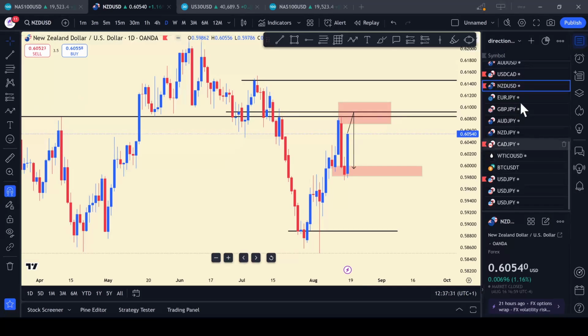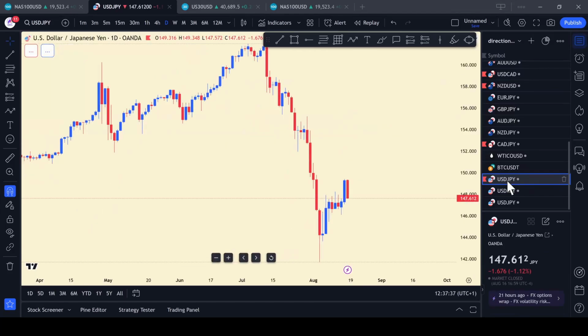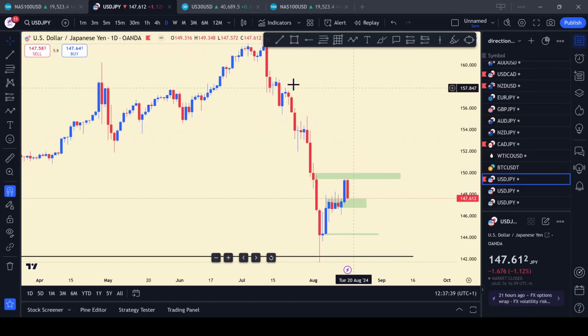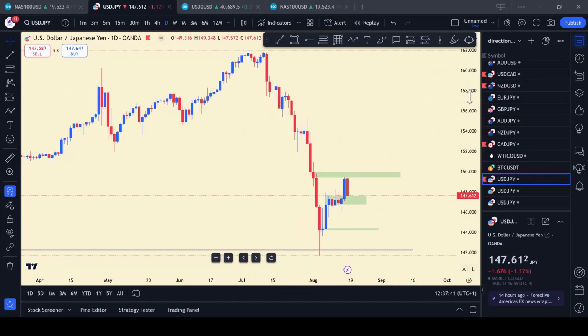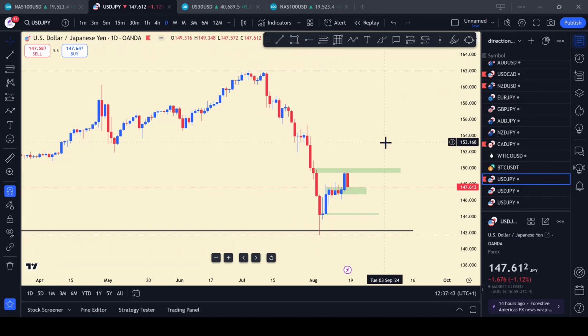Let's take a look at the Japanese yen pair. So first of all, let's look at USD JPY. The cause of all of this bearishness in USD, most people give you their own analysis. Some say it is because of the carry trades.